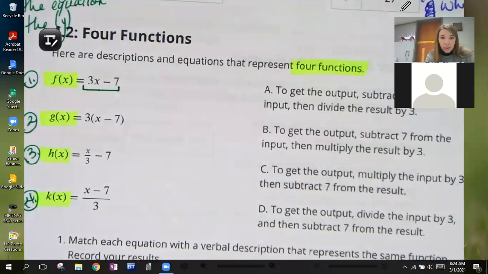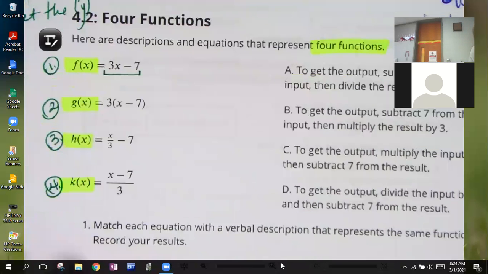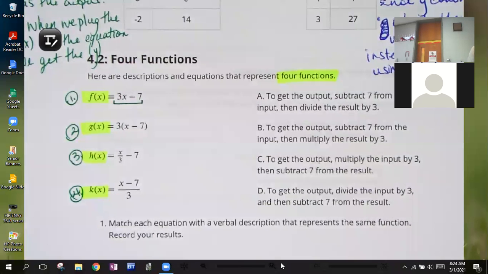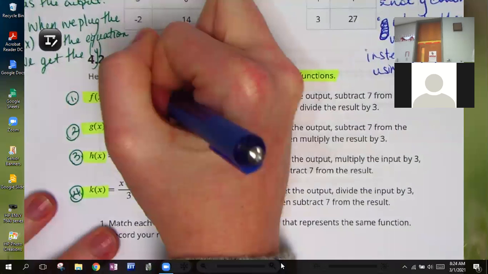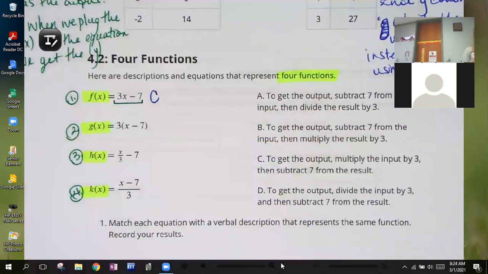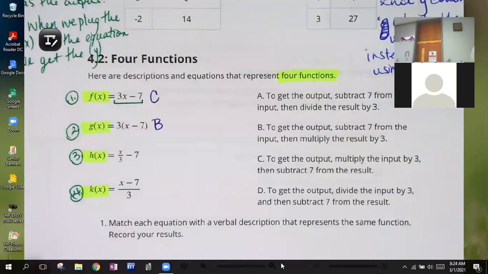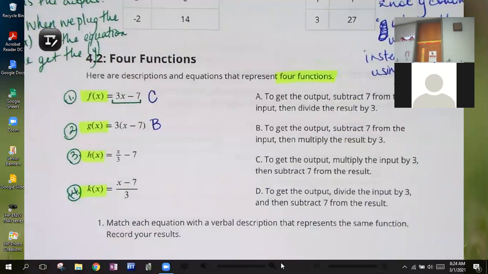Good, Caitlin. Good, Emily. Good, Jacob. All right, let's look at it. So for f of x, what is its correct description? C. All right, for g of x, what is its correct description? B. And 3, D, and 4, A.